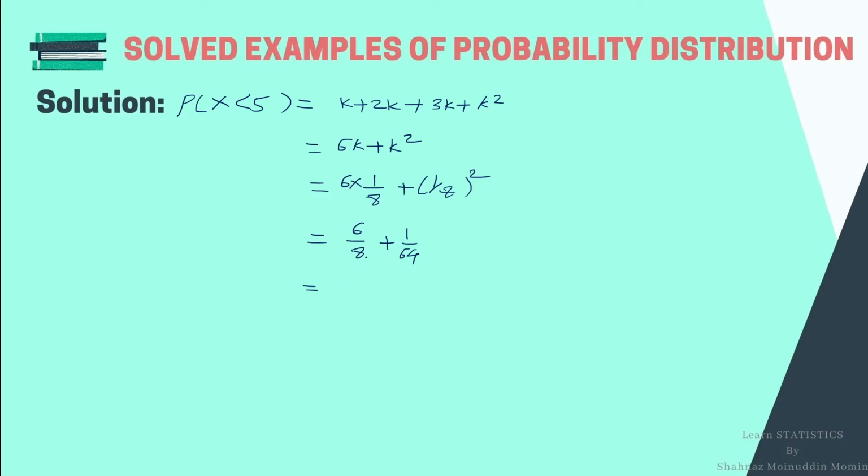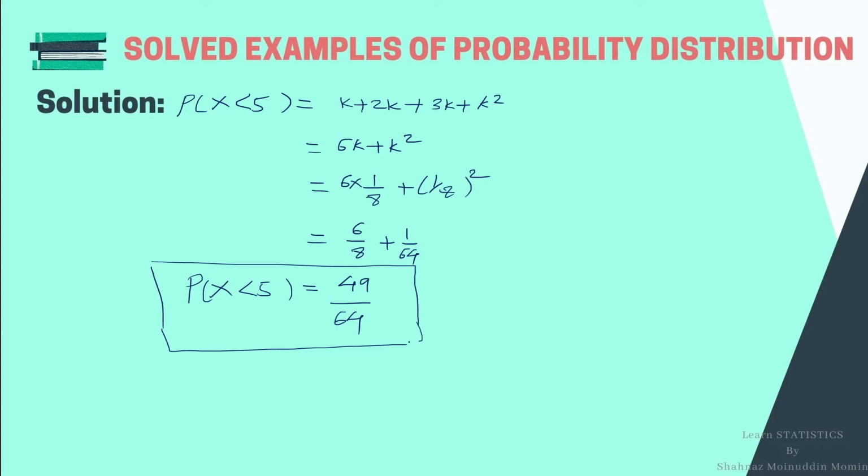After simplifying this, we get 49 by 64. This is the probability of x less than 5. Now we shall calculate the next probability. Third, probability x greater than 5.